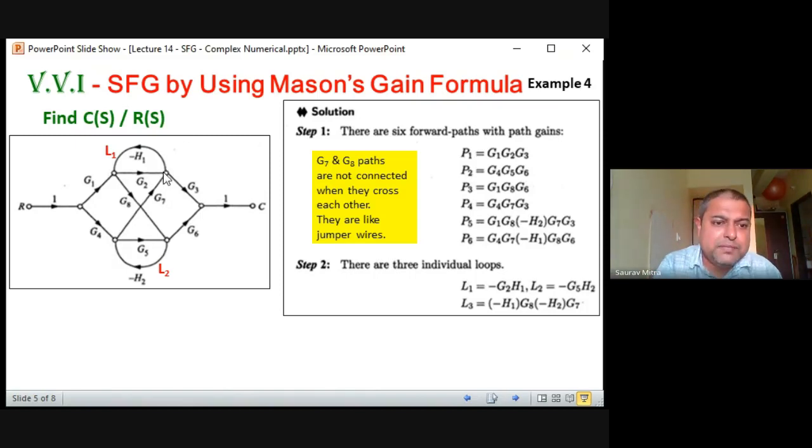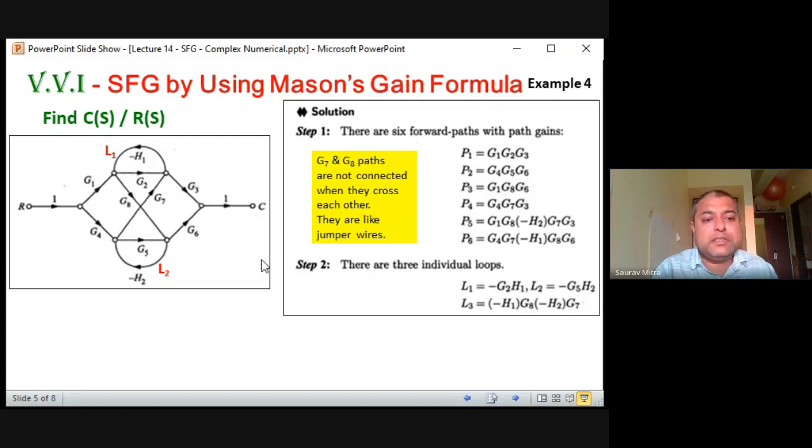Okay, so start from here. First you are going minus H1, then you are going G8, and then you are going minus H2, and then you are coming to G7. So again I am telling you, the L3 loop is minus H1, then G8, and then minus H2, and then G7. If you look at all this, the minus minus will become positive, so it will become H1, H2, G7, G8. And this looks like a kind of double negative feedback. Double negative feedback means positive feedback. That means this term will create a negative in the denominator.